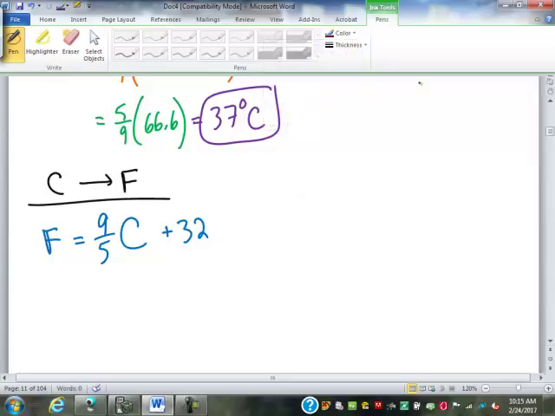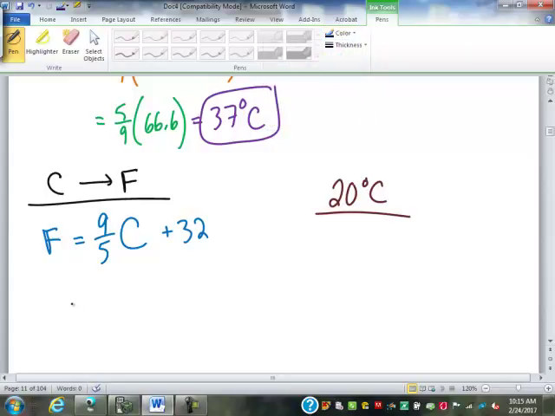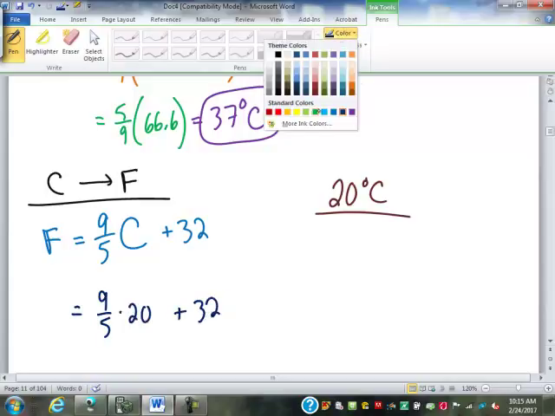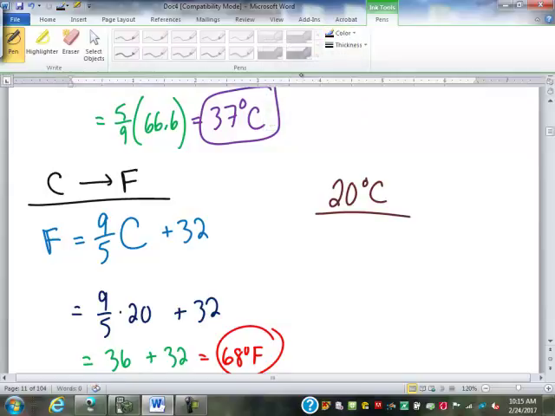So if you turn on the weather and they say it is going to be 20 degrees Celsius today, is that going to be a nice day or not? Well, let's take a look. So 9/5 times 20 plus 32. 9/5 times 20 is 36. Plus 32 is going to be 68 degrees Fahrenheit. So that's a decent day. Any questions?